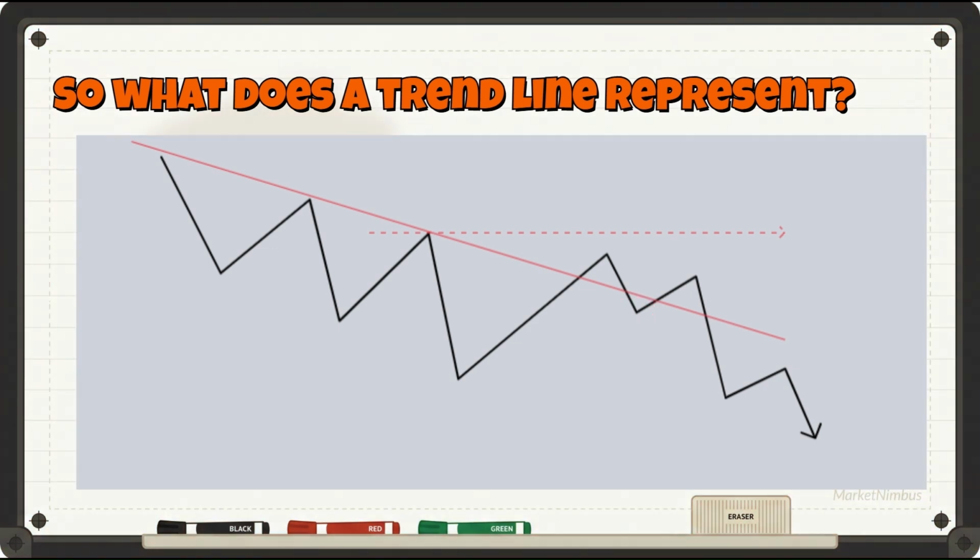Now imagine you're an institution looking for a high volume short entry. What better place to find the buying you need to sell into? Price breaks the trendline, breakout buyers pile in, stopped out sellers are forced to buy back. The institution sells into all of that at scale.